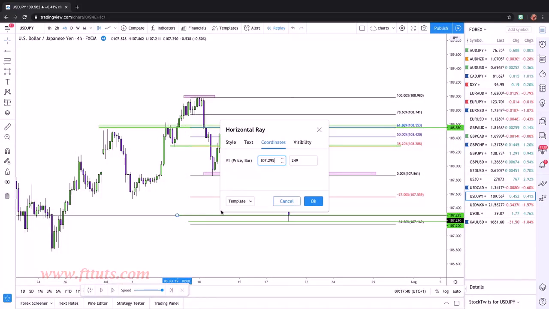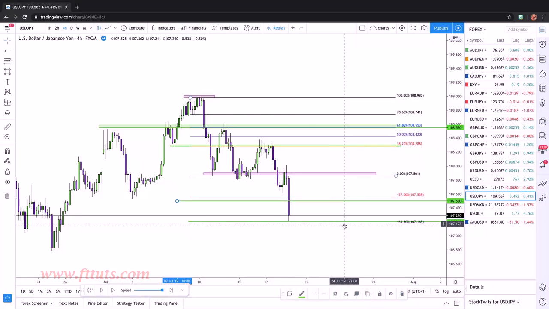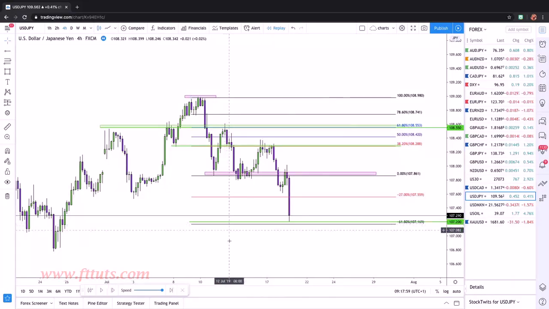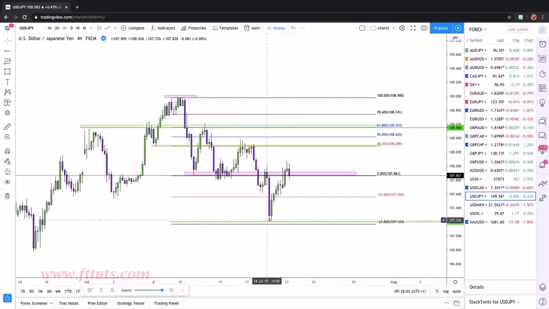Okay, so obviously it broke the 107.5, so we have that 107.559 at the negative 27%. So if, let's say, it hit the 27 and then wicked here, then that would be our key level. But it hit that 107.200. So let's just see. Okay, so it reversed right at that 107.200.